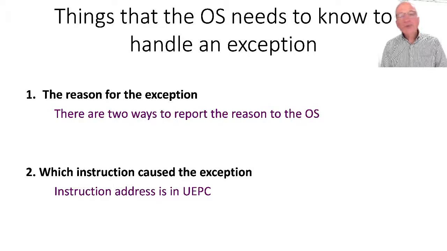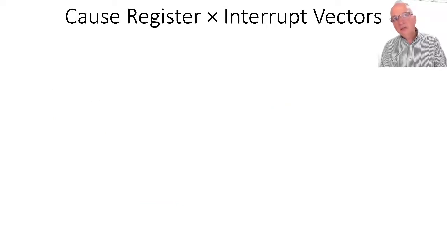And there are two ways that I can report the reason of the exception to the operating system. One way is known as the cause register, and the other is known as the interrupt vectors. Different processors use different mechanisms. That's why I need to understand both.